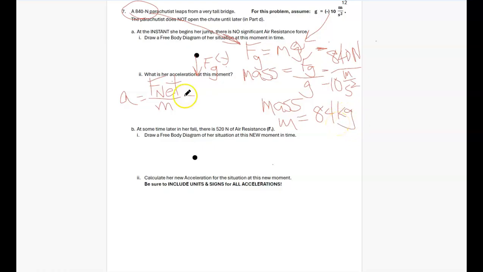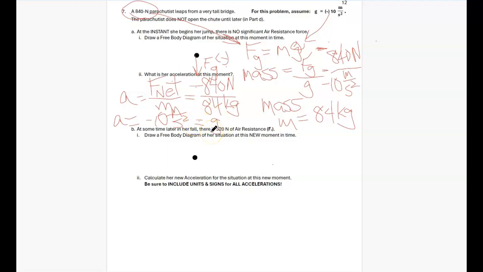Well, we know her net force is her weight, minus 840 newtons, and we're dividing it by her mass of 84 kilograms. And this may seem like we're going in circles, and that's because we are. We're calculating her acceleration. Well, her acceleration is going to give us back that minus 10 meters per second squared, which is in fact g, which we'd expect.